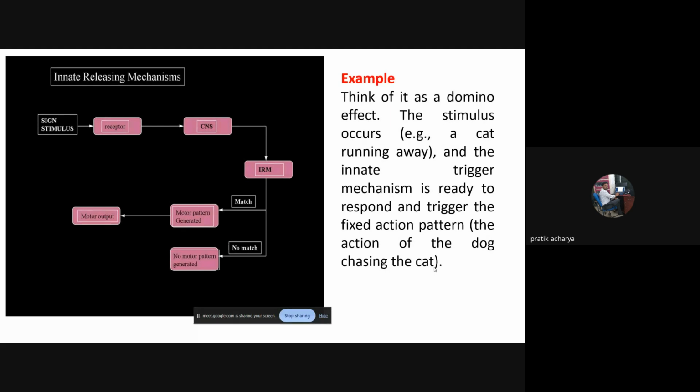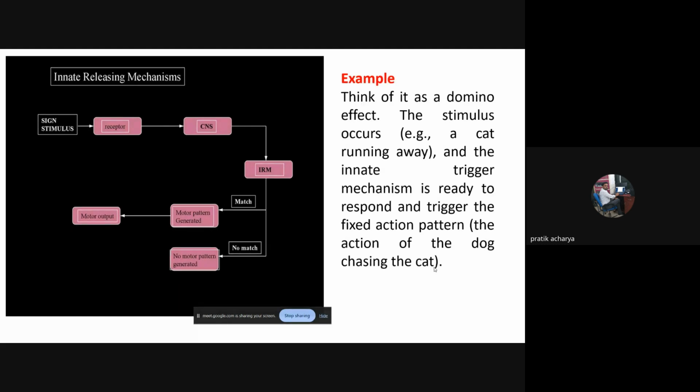So if there is a sign, a receptor must be there. If a receptor is there, central nervous system interpretation is there. Central nervous system interpretation stimulates the innate releasing mechanism. Then certain motor actions occur and we are conducting certain functions in our body. Okay, here an example is written.